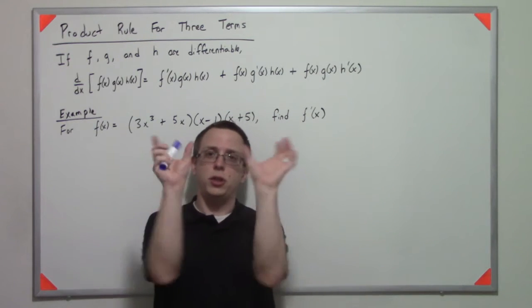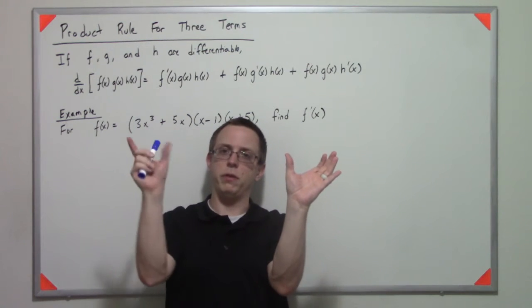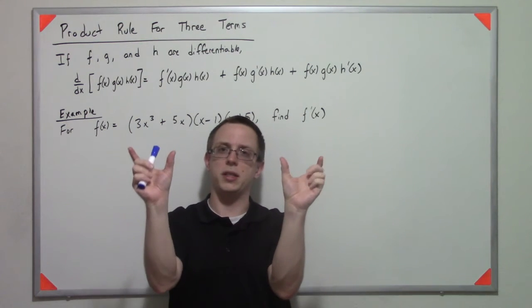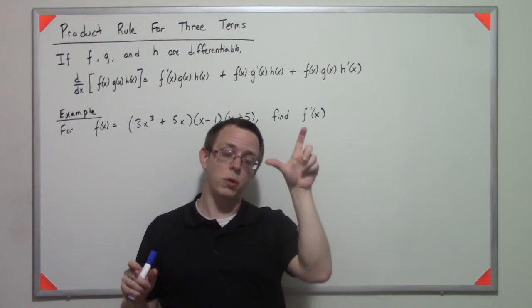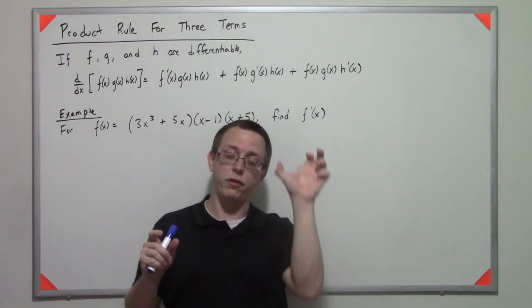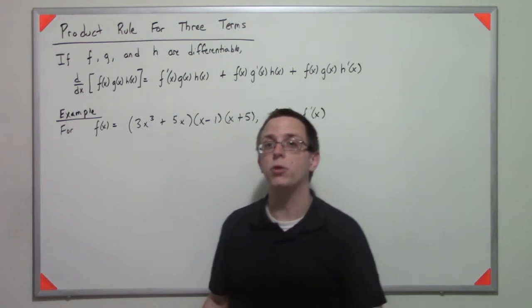So what we know is if I have two functions multiplied together and I take their derivative, I get two separate groupings. The first grouping has the derivative of the first term, and the second term stays the same. And the second grouping, the second term has its derivative, and the first term remains the same.